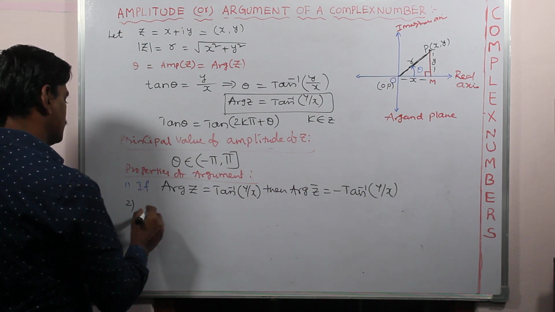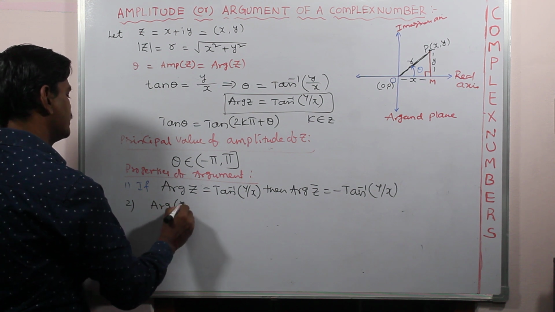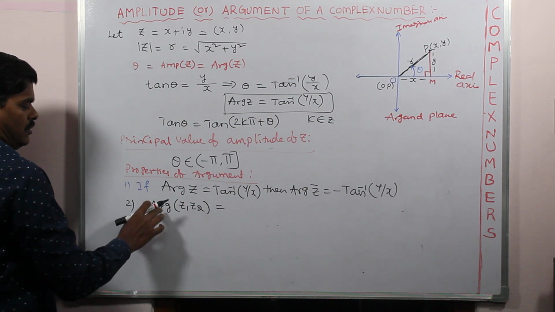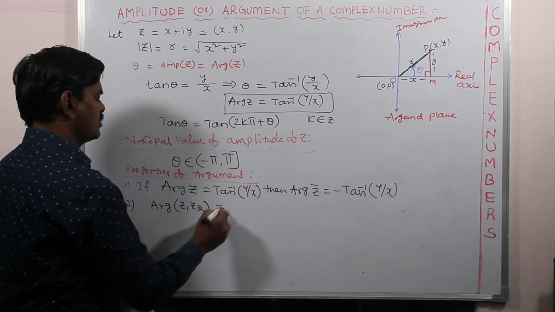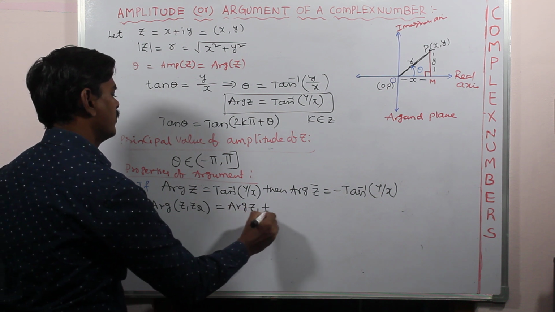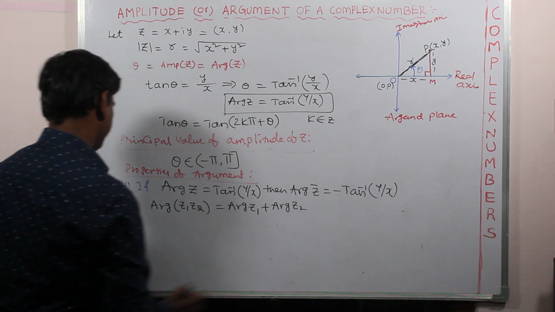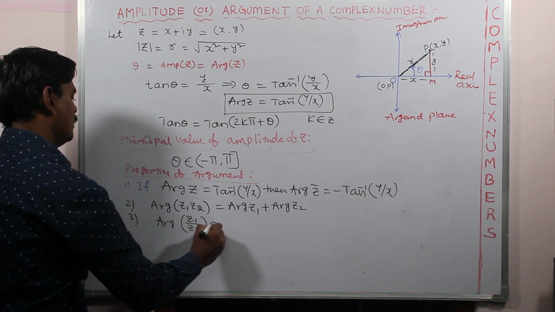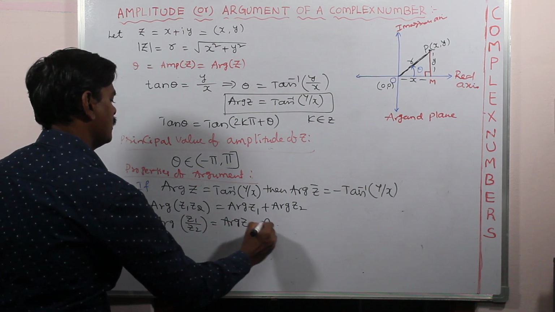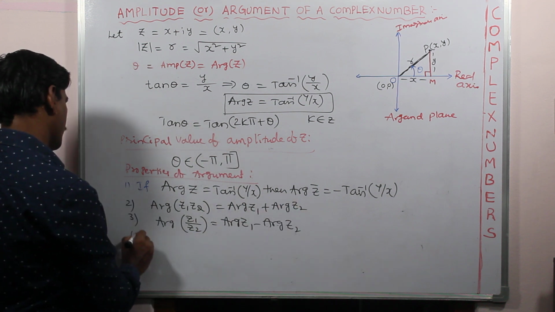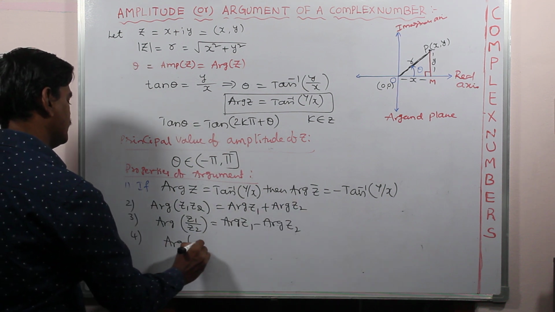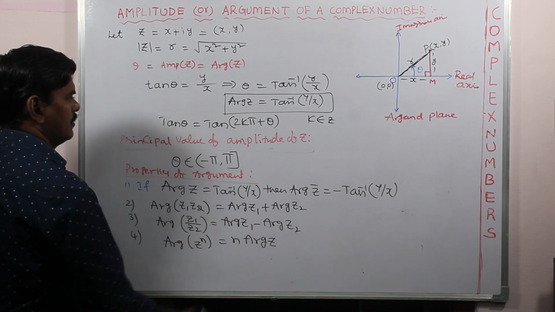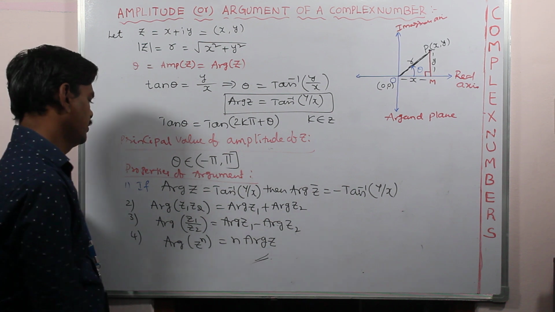Next, argument of z1 into z2. If you have two complex numbers z1 and z2, the formula for arg of z1 z2 is arg z1 plus arg z2. Next, arg of z1 by z2 is arg z1 minus arg z2. These are very important formulas. Argument of z power n is n into arg z. These are the useful formulas you need to remember.